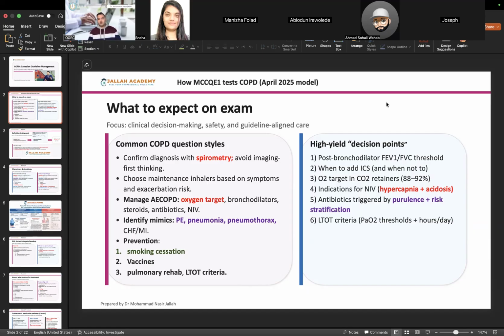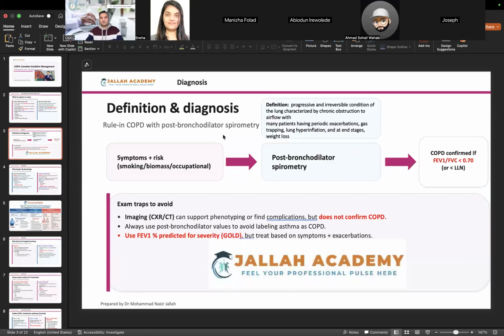Antibiotic trigger, in the scenario, if purulence is mentioned, then you have to start the antibiotic. The long-term oxygen therapy criteria, we will talk about it. There are some indications for it. So in terms of definition, as I mentioned before, it's good to know, but it's not going to be in the licensing exam, obviously. Progressive and irreversible condition of the lung characterized by chronic obstruction to airflow, with many patients having periodic exacerbation, gas trapping, lung hyperinflation, and at the end stage, weight loss.